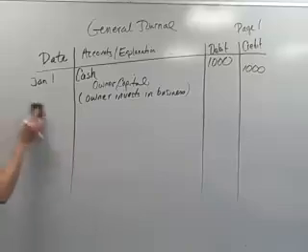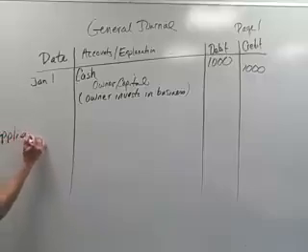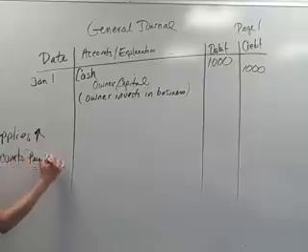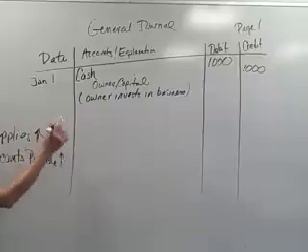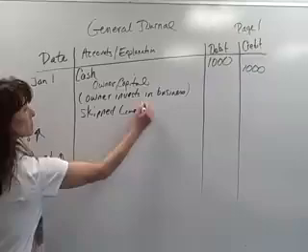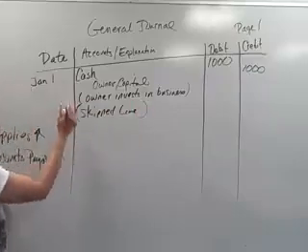Let's do one more. Let's say that the business purchases supplies on account. Well, I know that supplies is going up, and I know that my accounts payable is also going up. So I've skipped a line. You don't have to write it in. I'm just showing you to skip a line, and then we move to the next one.